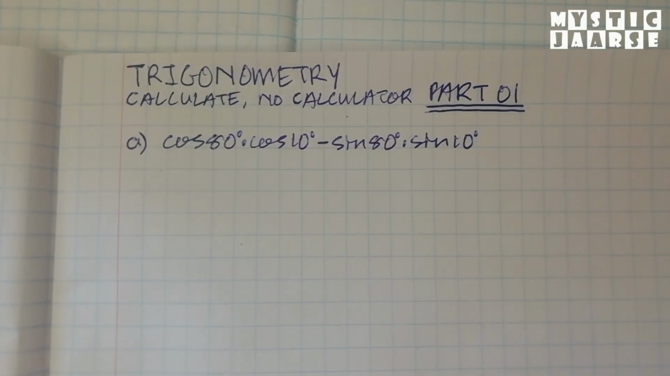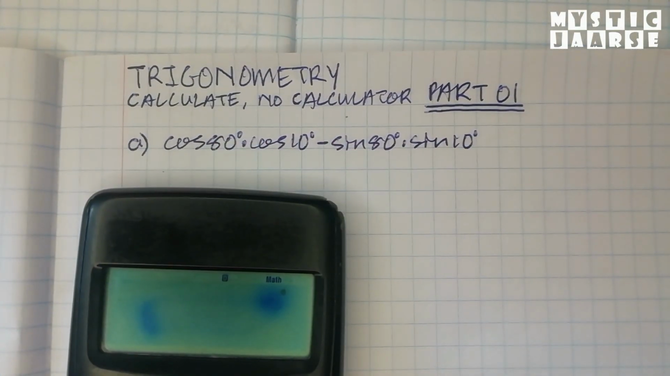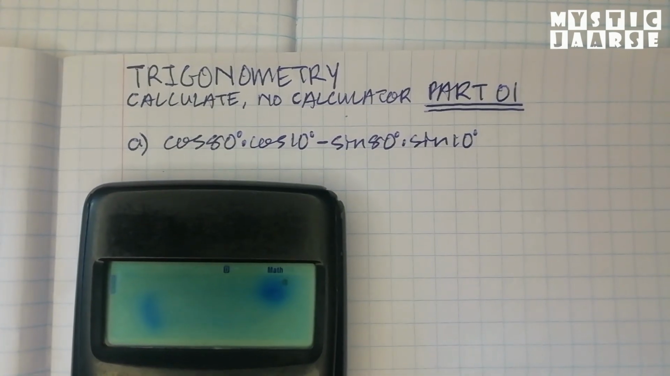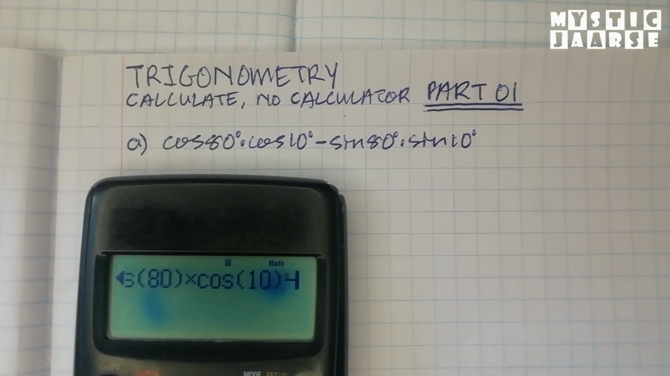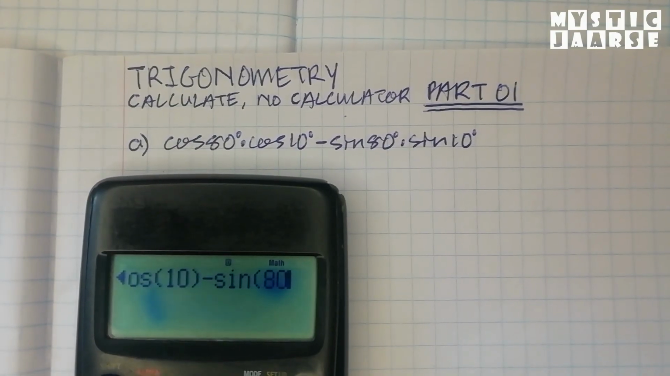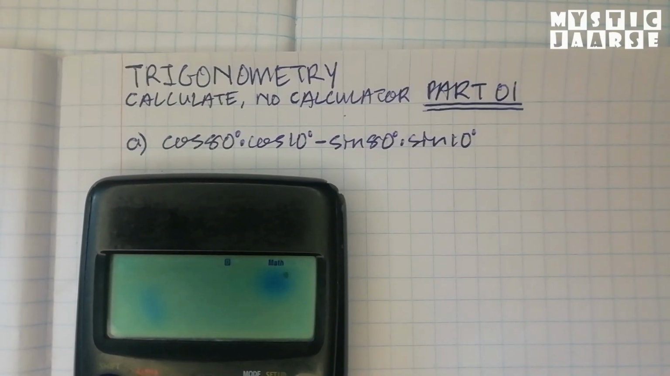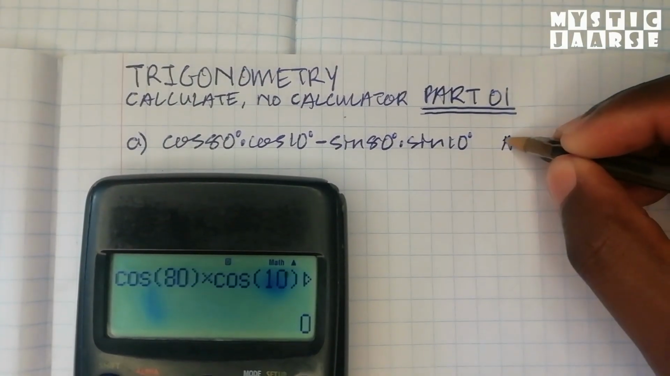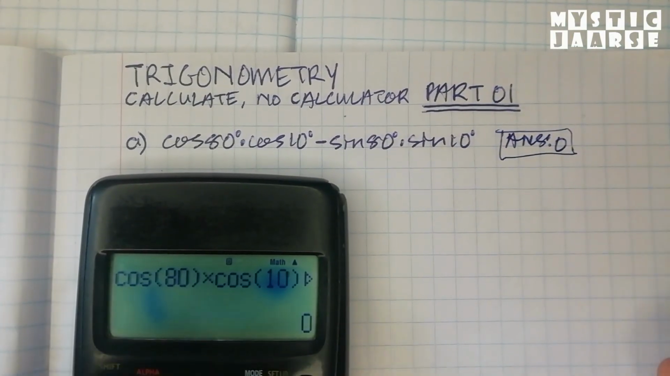Well, of course I'm going to use a calculator to check my answer. So I'm going to put the whole thing into my calculator and see what I get. So you have cos of 80 multiplied by cos of 10 degrees minus sine of 80 multiplied by sine of 10. The answer is 0. The answer should be 0.